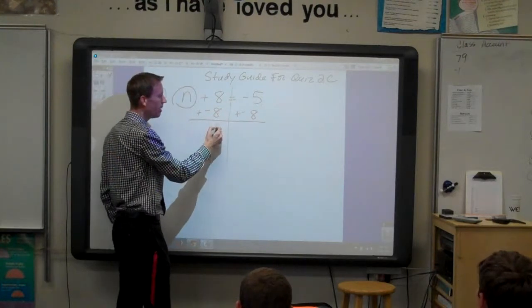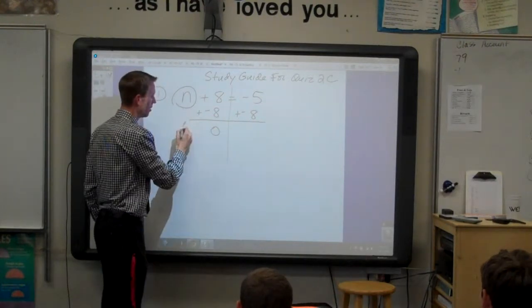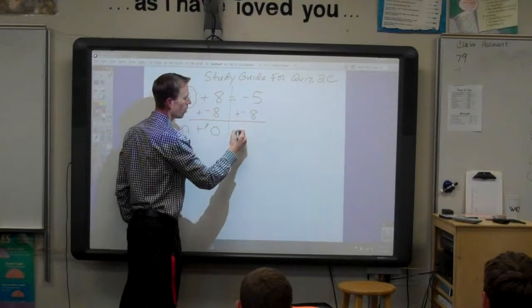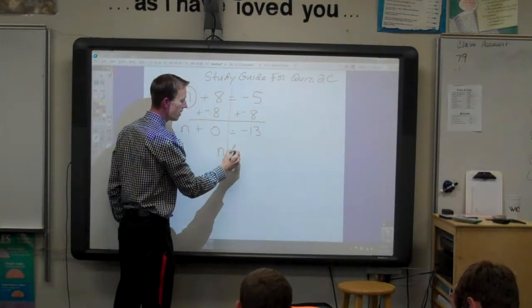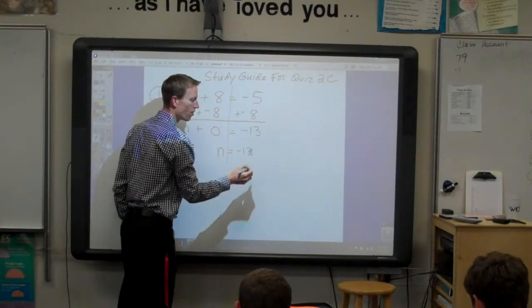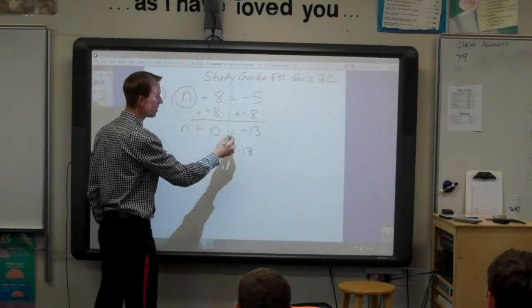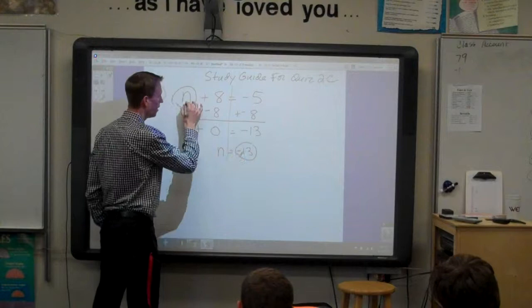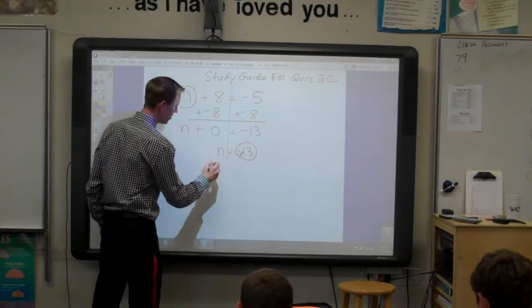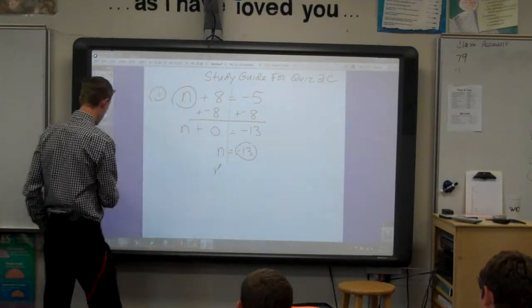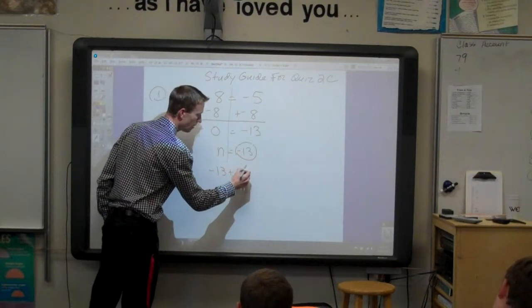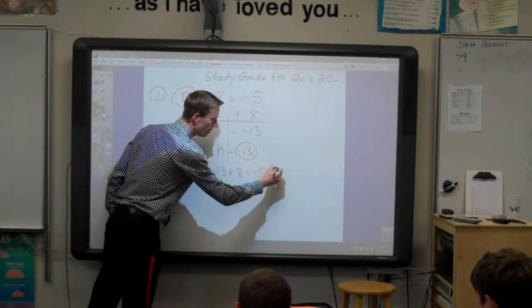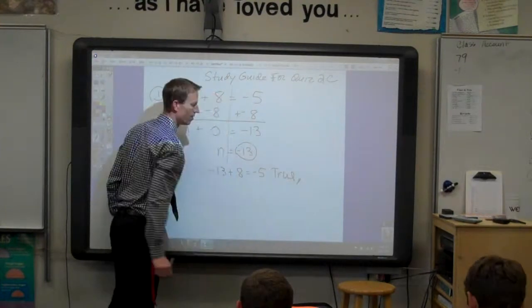8 plus negative 8 is 0. So n plus 0 equals negative 13, which proves that n equals negative 13. Check it. Let's put the solution into the equation. Negative 13 plus 8 equals negative 5. True.